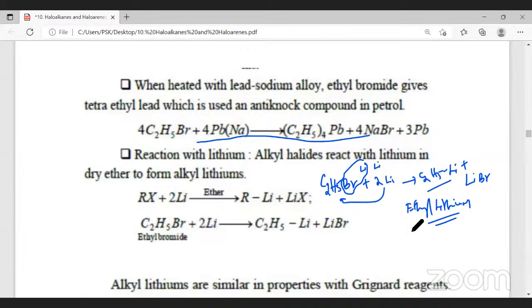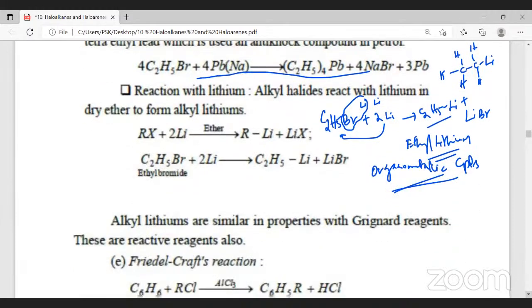So this ethyl lithium is also an example of organometallic compounds. What are organometallic compounds? When a metal is directly bonded to the carbon atom of the organic group, it is called an organometallic compound. Here you can see lithium is bonded to carbon. The structure will be CH3, CH2, and Li. So lithium is directly bonded to the carbon atom. Therefore, this is also an example of organometallic compounds.